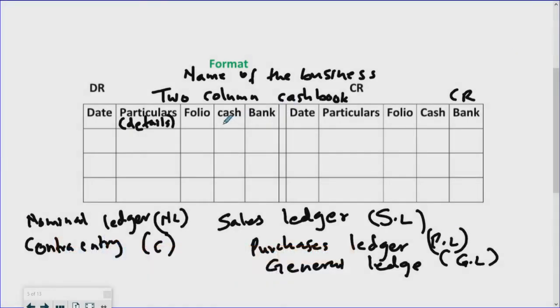Then we have the cash column, where we'll record any transaction that is done in cash. Then the bank column will record the transactions affecting the bank. And so the same information applies to the credit side. But remember, on the debit side, we are recording receipts, money in, and on the credit side, we are recording payments, money out. So that is the format of a two-column cash book.